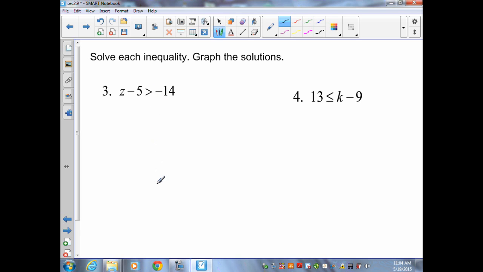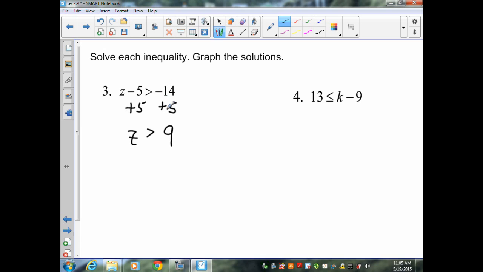I start on the left side of my inequality. We copy the problem. What's happening to z is something's being subtracted from it, so I'm going to do the inverse, which is add 5. That gives me z. Bring down the inequality. And a negative and a positive, different signs, subtract. 14 minus 5 is 9. 14 is greater than 5, and 14 is negative, so my solution is negative. And I graph.